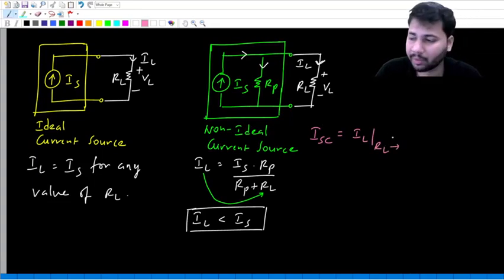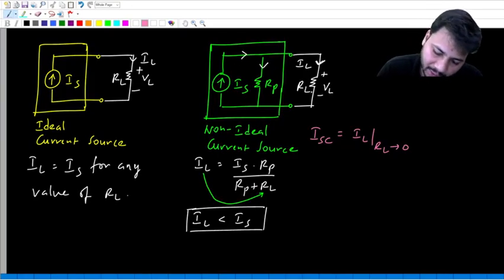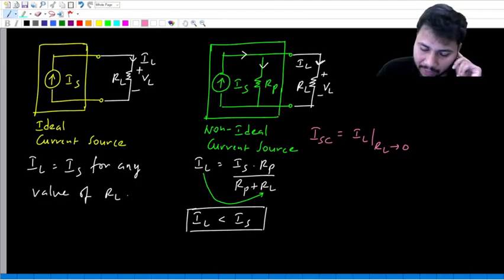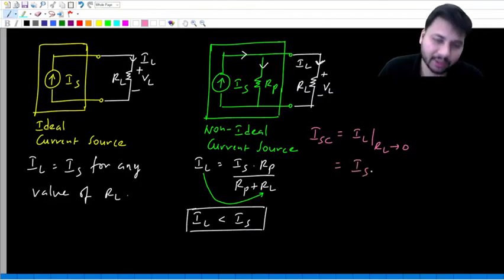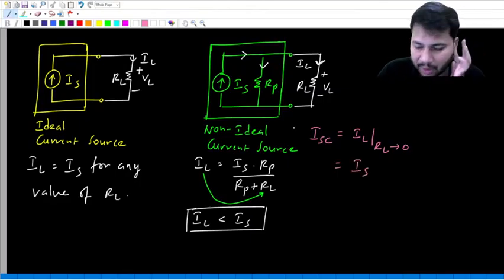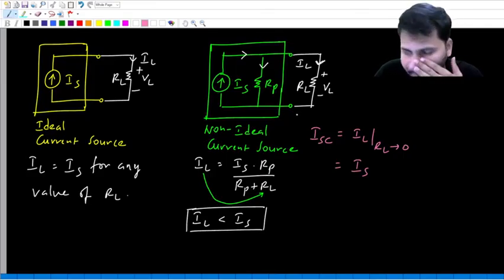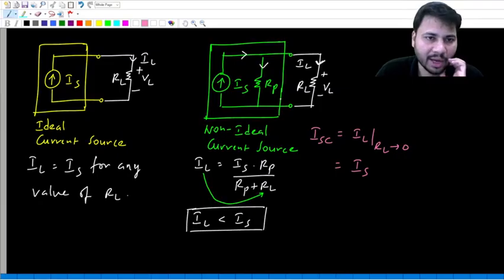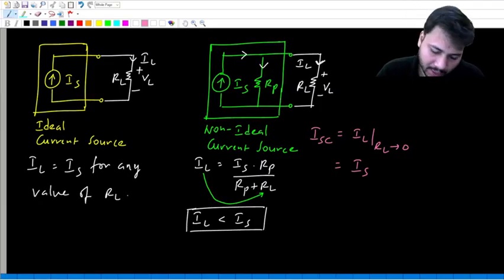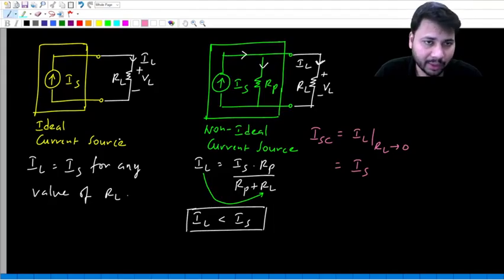When does the load become a short circuit? When the load resistance becomes 0. You see, when the load becomes a short circuit, then the drop across the short circuit is 0. Then the drop across RP is also 0. Then no current will flow through RP. Then the entire current IS will only flow in the short circuit. So the value of ISC is equal to IS. So only when the load is a short circuit will the entire source current flow through the load. For any non-zero value of RL, IS will always get divided between RP and RL. Okay, that's all.